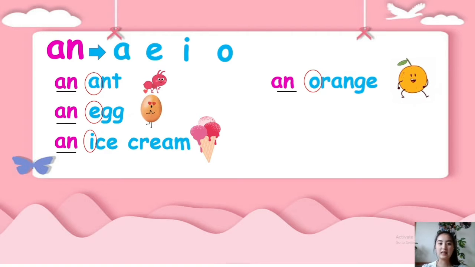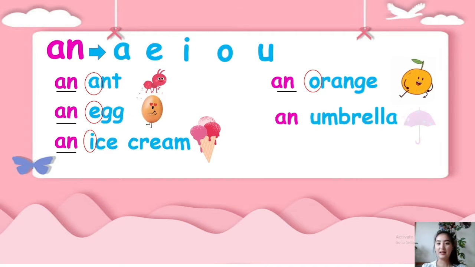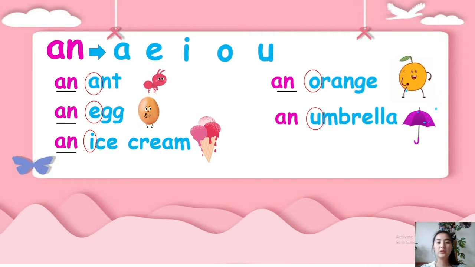And lastly, we use an for words that start with letter U. Example, an umbrella. Umbrella starts with letter U. That's why we use the article an umbrella.